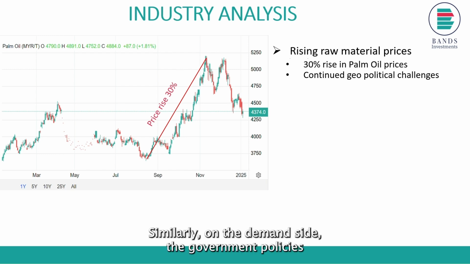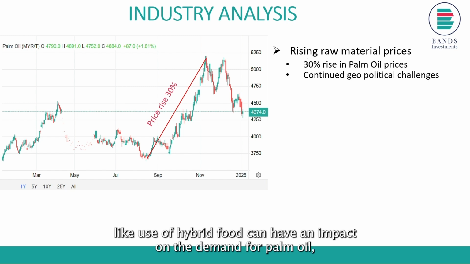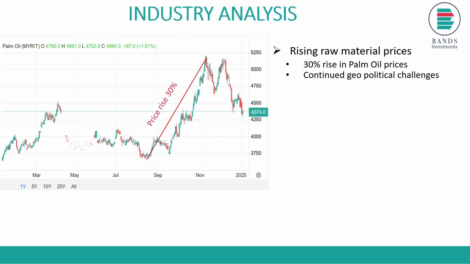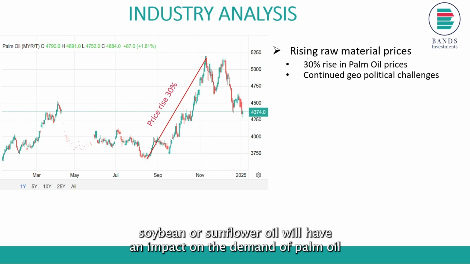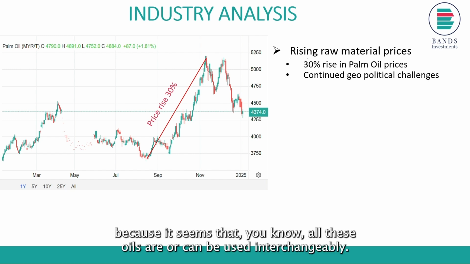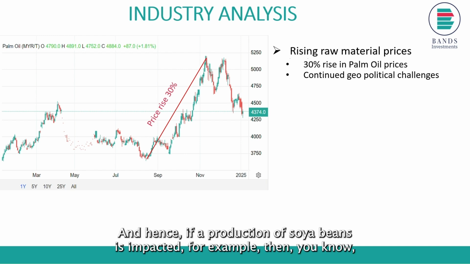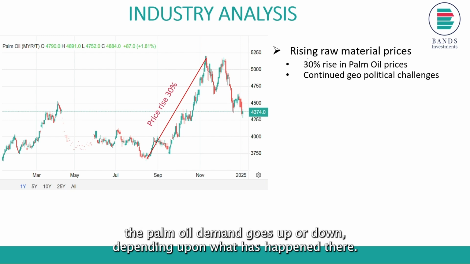Similarly, on the demand side, government policies like the use of hybrid fuel can have an impact on the demand for palm oil. Whether impacting, say, production of any other kind of oils, say soya bean or sunflower oil, will have an impact on the demand for palm oil, because all these oils can be used interchangeably. Hence, if the production of soya bean, say, is impacted, then the palm oil demand goes up or down depending upon what has happened there.